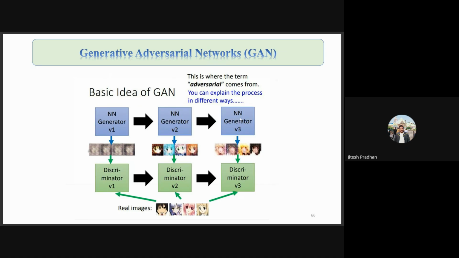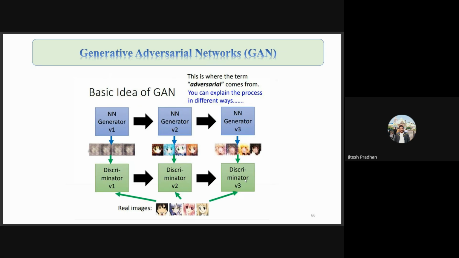That's why we call it adversarial training, because these two compete with each other. The generator will compete with the discriminator. The discriminator will compete with the generator. How are they competing? The generator is trying to generate a fake image so real that the discriminator can't distinguish it, and the discriminator is competing to differentiate it.